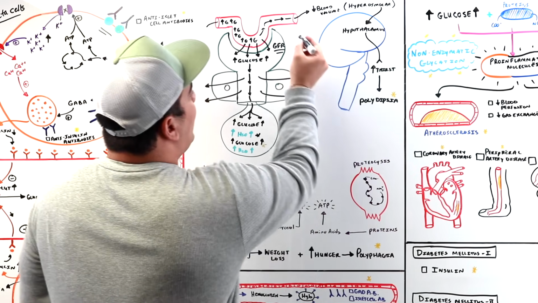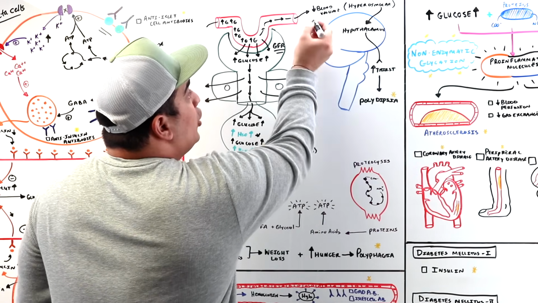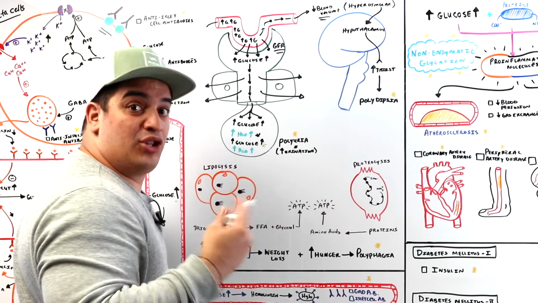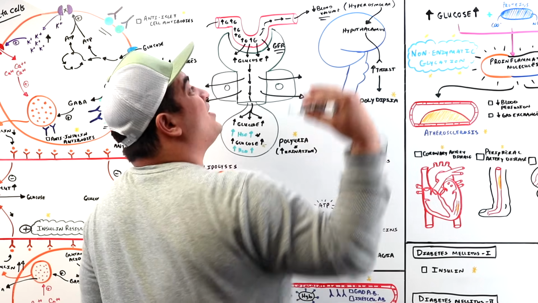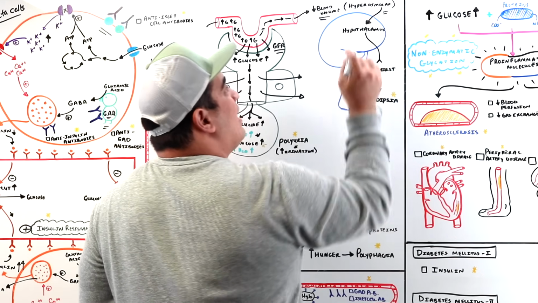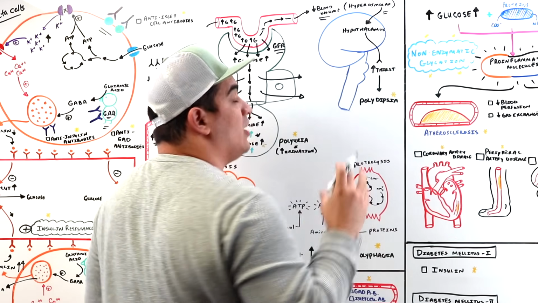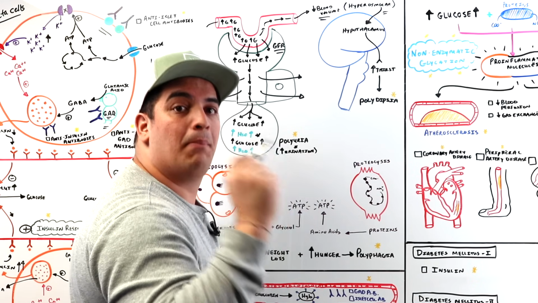Next thing, as you urinate large volumes, your blood volume starts to drop because you're peeing out tons of water and glucose. But your glucose levels are still high. So we call this, whenever there's low water and high glucose in the blood, hyperosmolar blood.